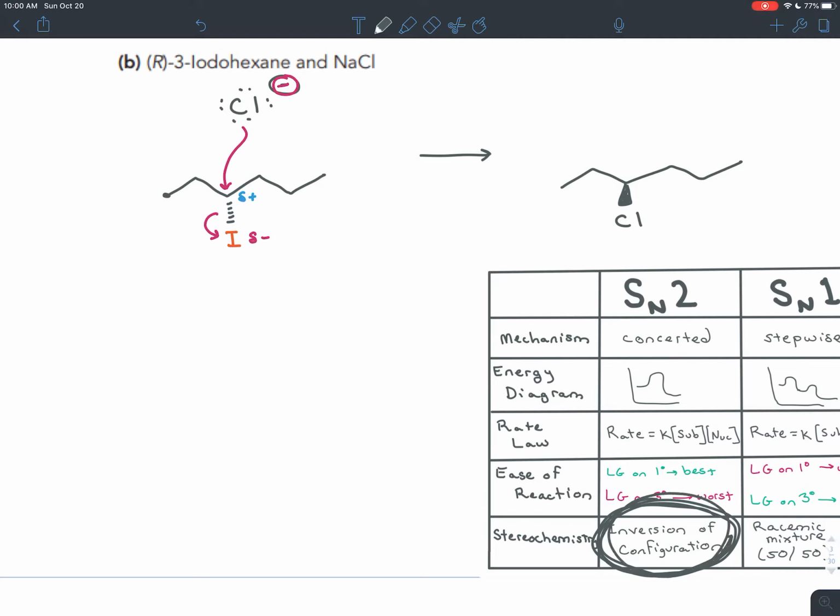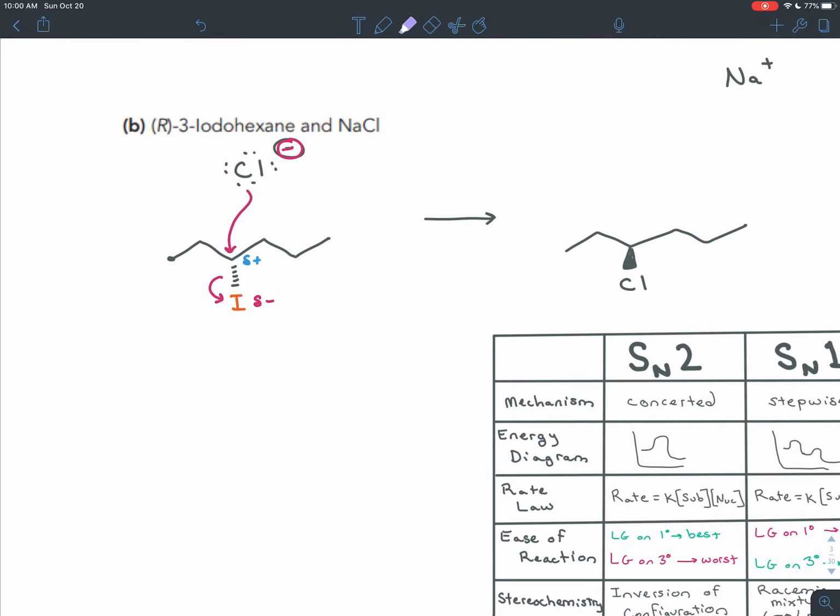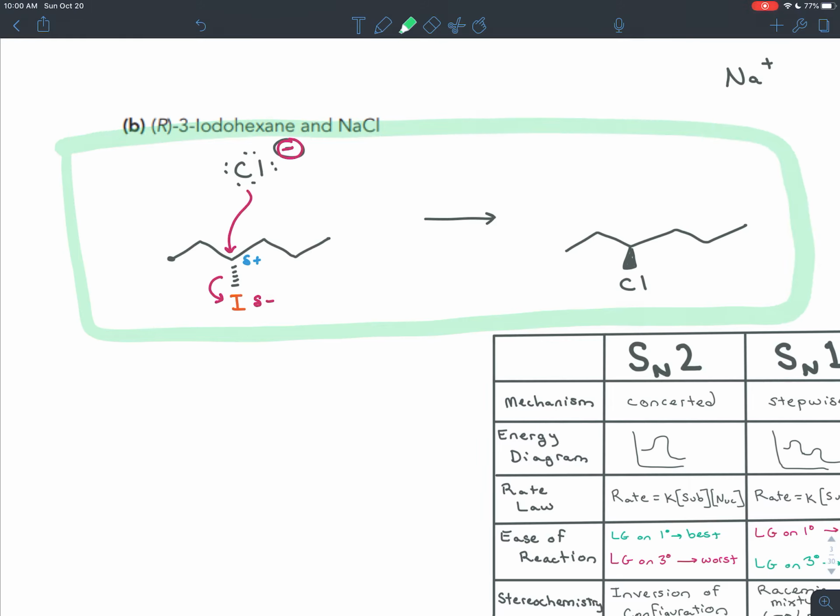For SN2, you only and always get inversion of configuration with the chiral center. So this whole thing is the mechanism on the left and also the product on the right of the reaction between, the SN2 reaction, between R-3-iodohexane and sodium chloride.